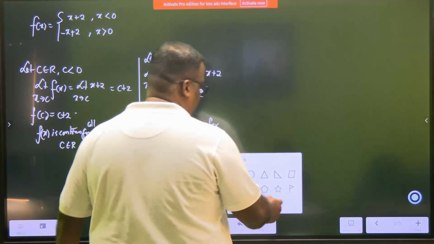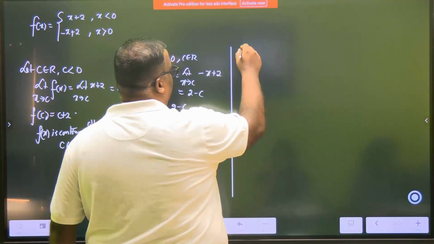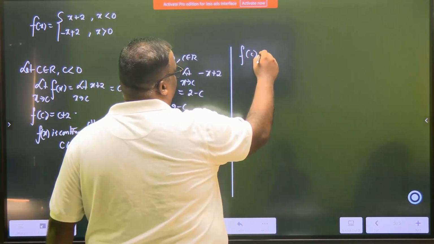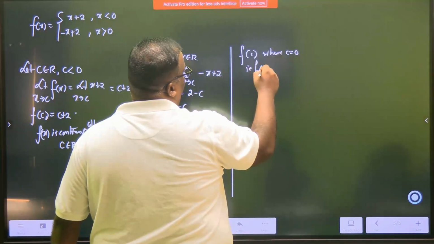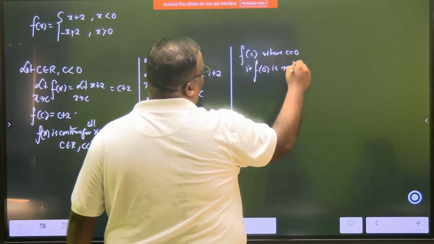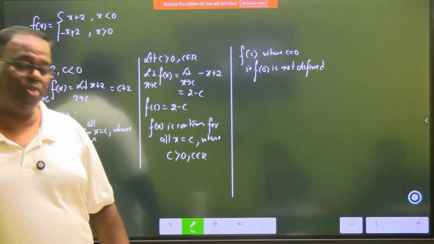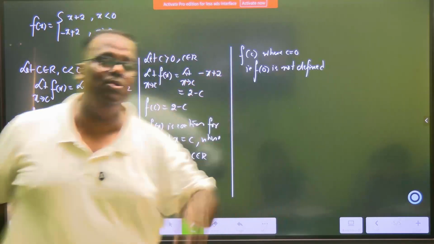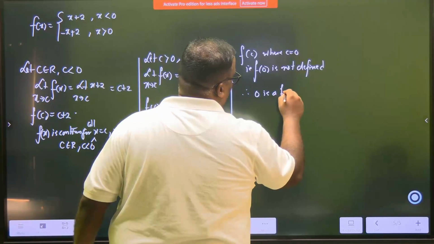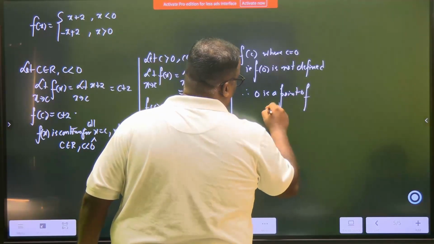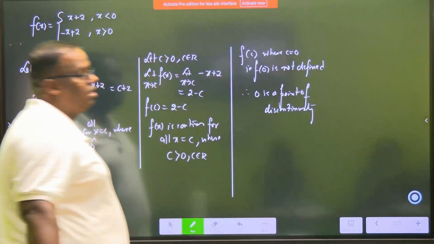Now is the interesting explanation we will write. We'll write f of C where C is equal to 0, that is f of 0 is not defined. We told you now, function should be defined. What is the meaning of function should be defined? Function should have a value. Function does not. Therefore, 0 is a point of discontinuity. Children, has something entered your head or not? You tell me.